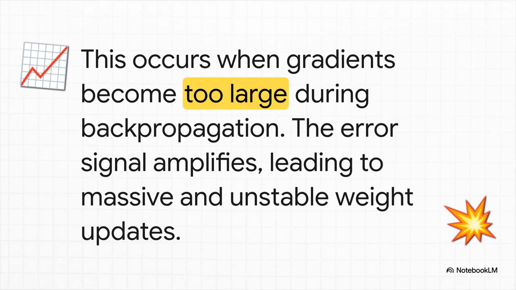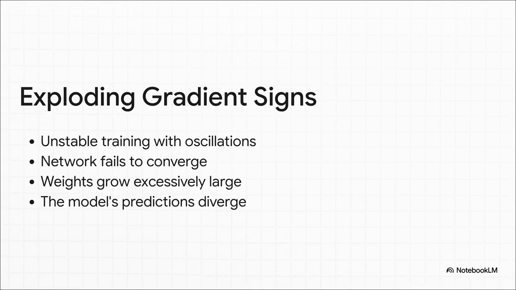Now, the opposite problem is just as bad, maybe even more dramatic. With exploding gradients, that error signal going backward gets amplified at each layer. Instead of a tiny whisper, it becomes this deafening roar that just completely overwhelms the entire network. This just creates pure chaos. The updates to the weights are so massive that the model wildly overshoots any good solution. Your loss value will often just become NaN, not a number, because the math literally breaks down.